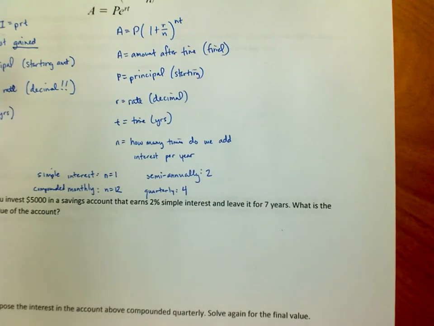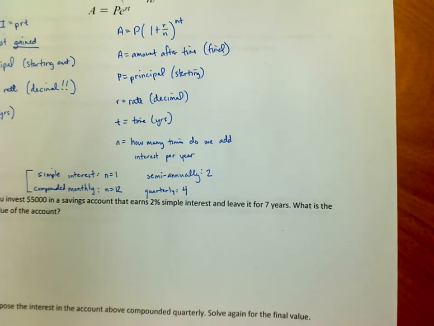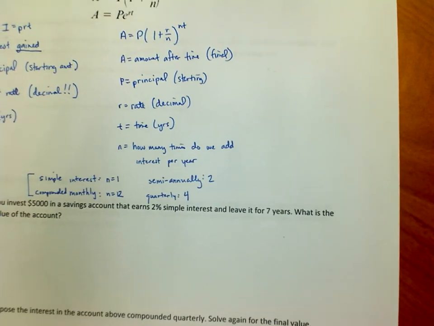So you will see these phrases show up, and all that does is tell you how many times per year the interest is compounded, and what you need to put in for N in the formula. Then it's just plug and chug from there on out.